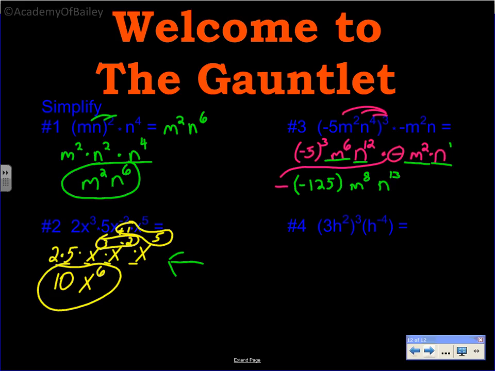And it's important for us to remember that we pulled that negative sign out front, and that's going to change some things here, because we have a negative outside, a negative times this negative inside makes it a positive 125. And these are all the same there. M to the 8th and n to the 13th. So that'll be your solution there, your simplified version of number 3.